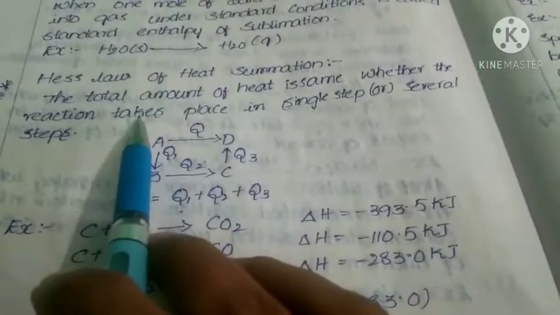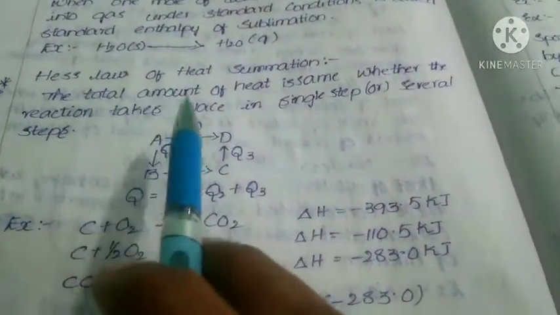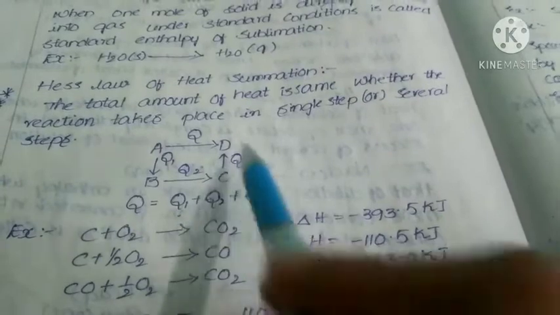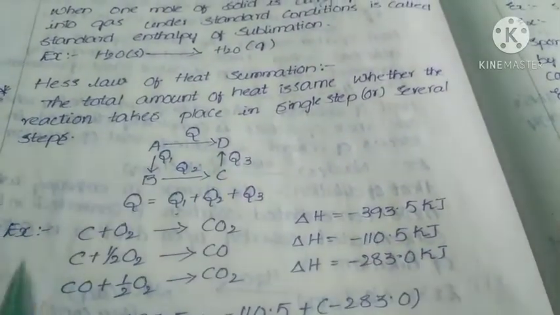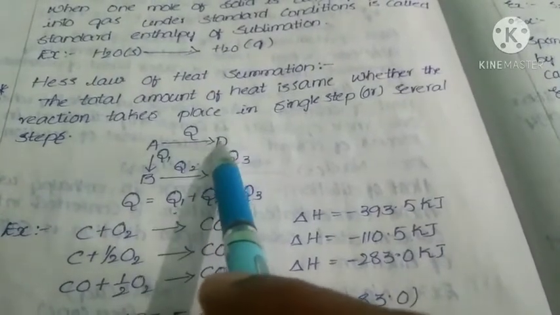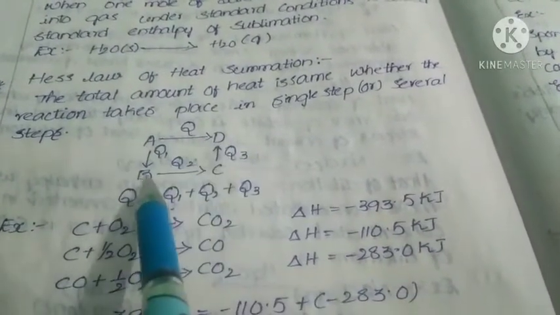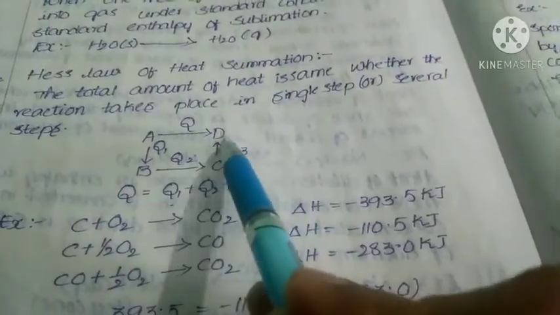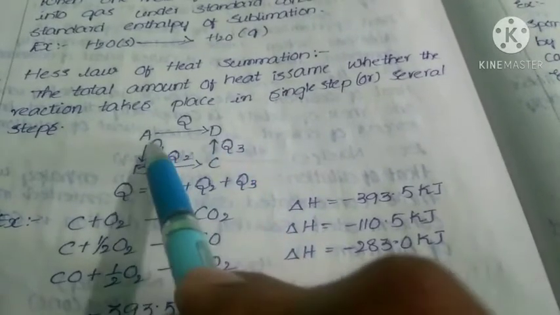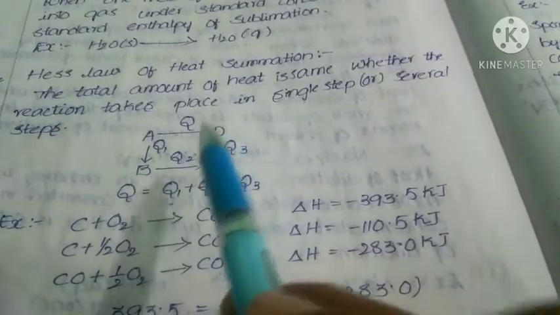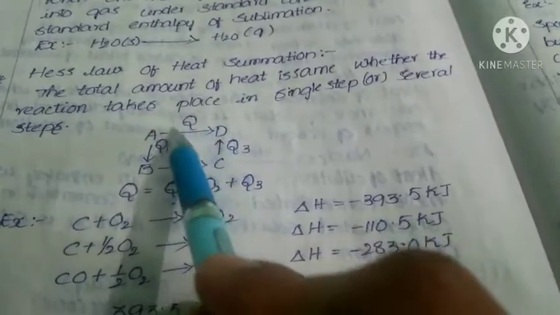Next one is Hess law. This is a very, very important point. This is also called Hess law of heat summation. First I will explain the example, then I will tell about the statement. See, if you see this one, here D is the product, A is the reactant. In the first step, D can be made directly from A, that is the direct step. For that step, some energy is needed. Let us assume that energy is Q.